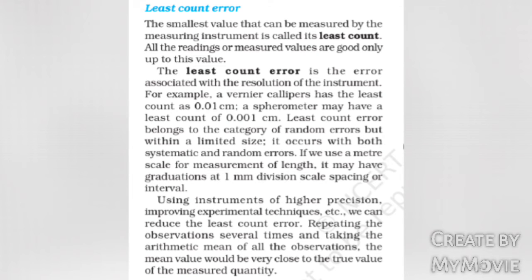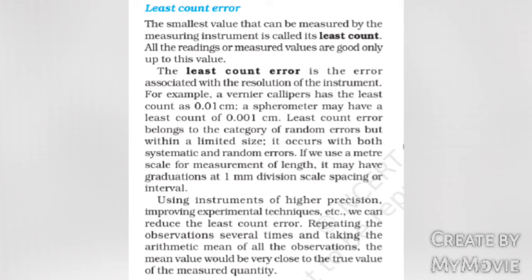The smallest value that can be measured by the measuring instrument is called its least count. All the readings or measured values are good only up to this scale. The least count error is the error associated with the resolution of the instrument. For example, a vernier caliper has a least count of 0.01 cm. A spherometer may have a least count of 0.001 cm.